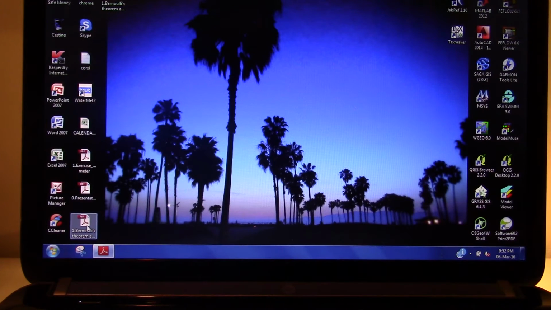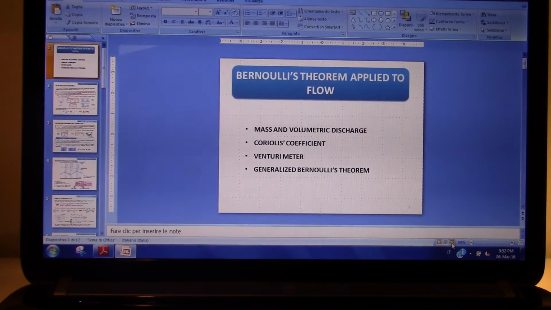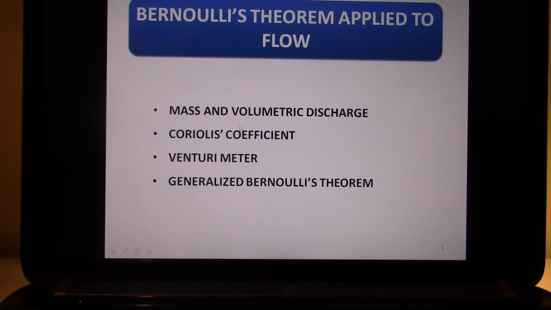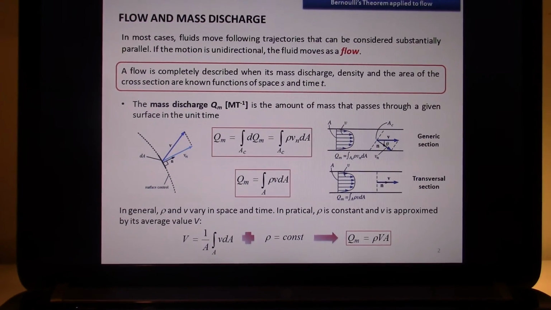Let's start with the first topic of this class, which is Bernoulli's theorem applied to flow. In particular, we will see the definition of mass and volumetric discharge, the definition of the coefficient of Coriolis, which is a correction coefficient, Venturi meter, and the extension of Bernoulli's theorem to real fluid and in real situations. Let's start with the definition of flow and mass discharge.